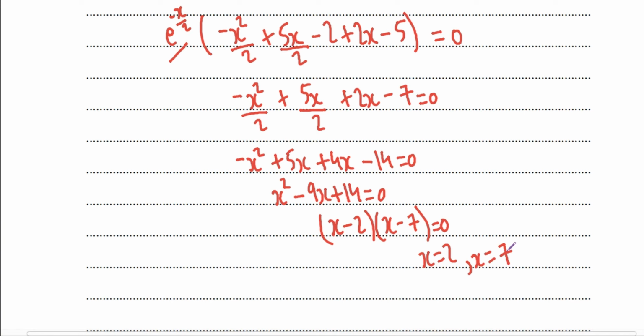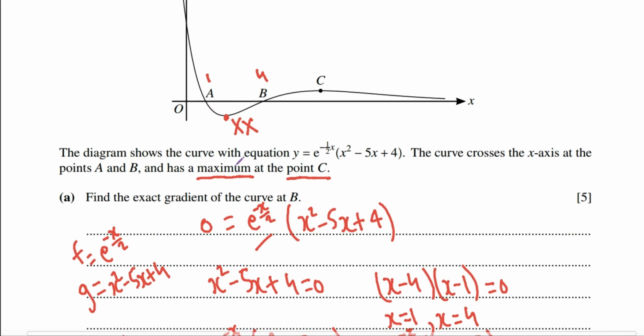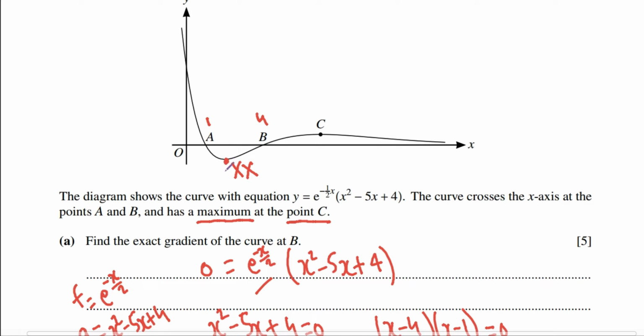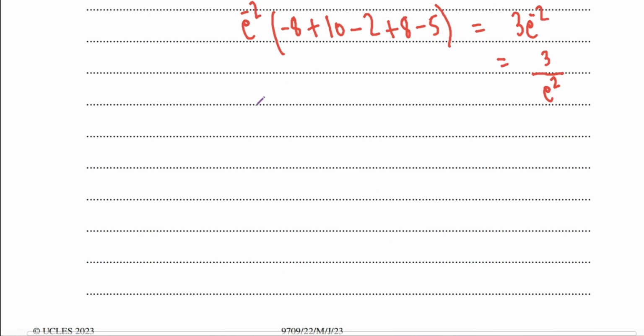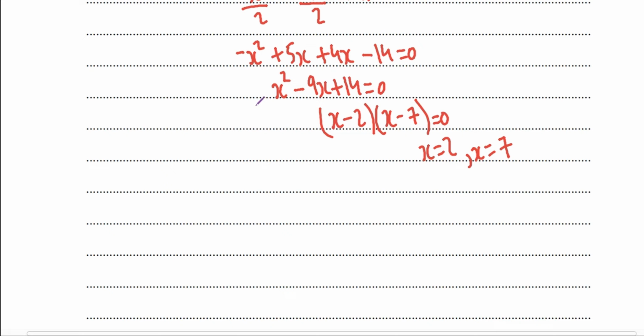Now which x do we use? Remember, there are 2 points. There's a minimum point right here, and of course that point is 2 because it's between 1 and 4, so that has to be x is equal to 2. That means this is definitely 7. It makes sense. It comes after 4, and if this is 4, then this does look like it would be 7, considering the scale of this curve. So x is equal to 7 is what we have to use.